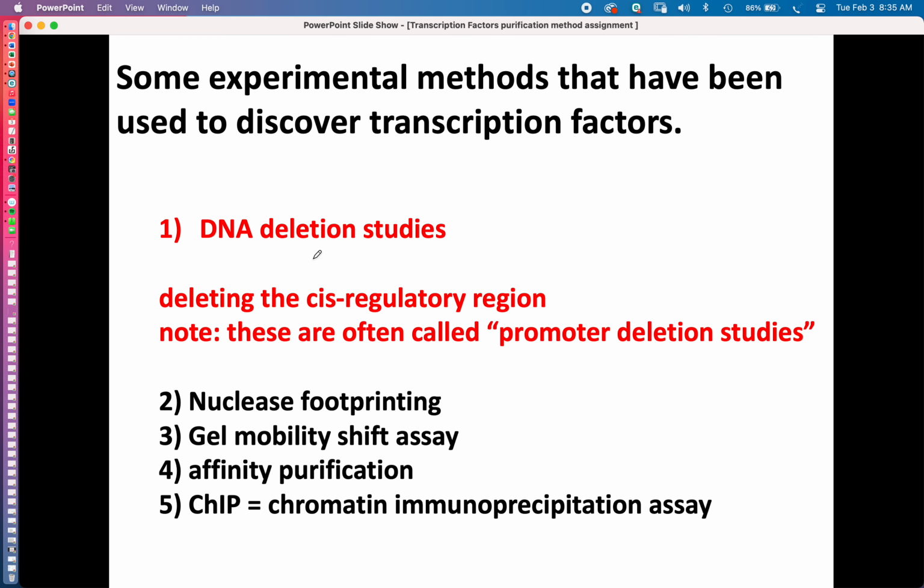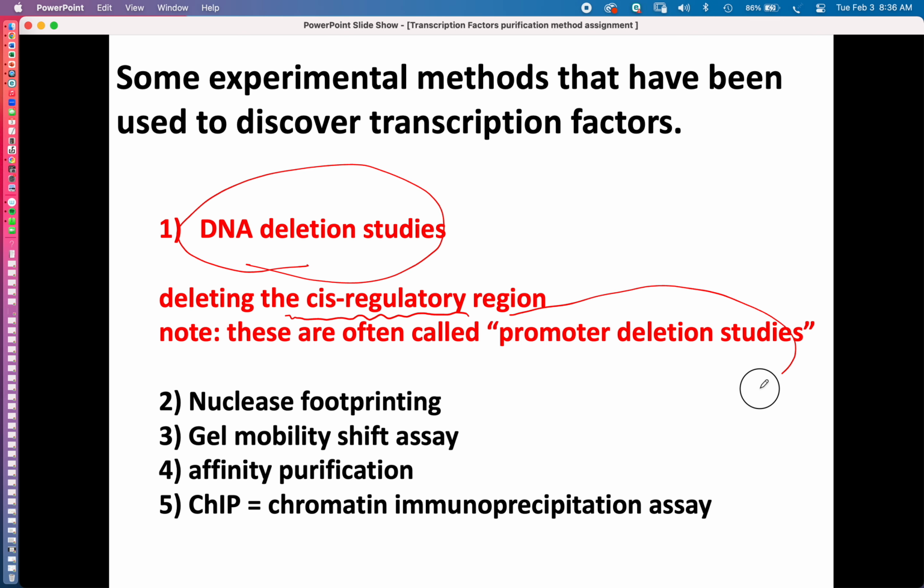And so the first method is called DNA deletion studies, and we're going to remove parts of the cis regulatory region. I just want to point out that historically people call these promoter deletion studies, and this is an example where not everyone has always used the best terminology for the two parts.